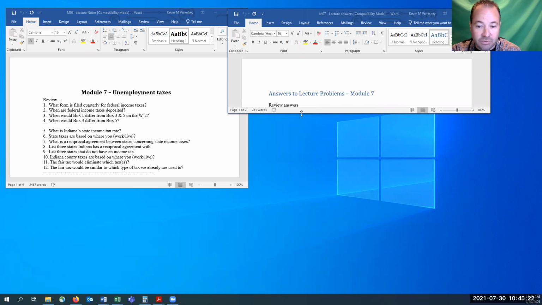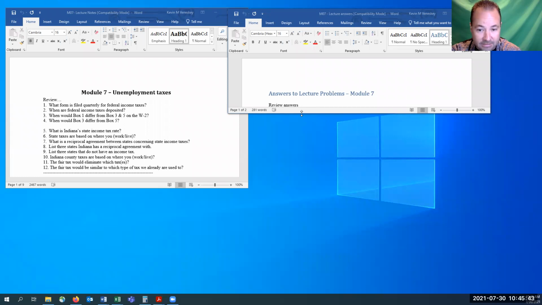Number 8, list 3 states that Indiana has a reciprocal agreement with. The primary ones are South Kentucky, East Ohio, and North Michigan. Illinois is not one. And then we have a couple others outside of that touch us. We have Pennsylvania and Wisconsin as well.